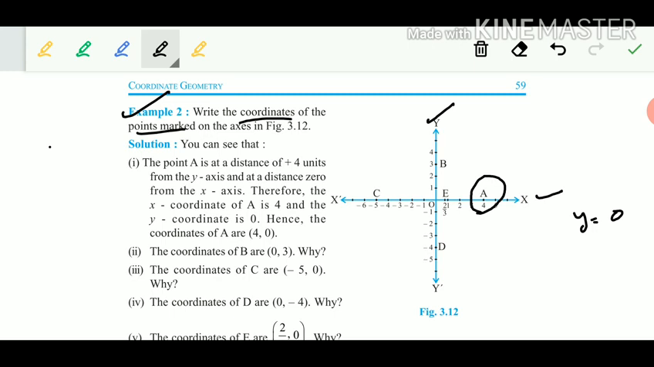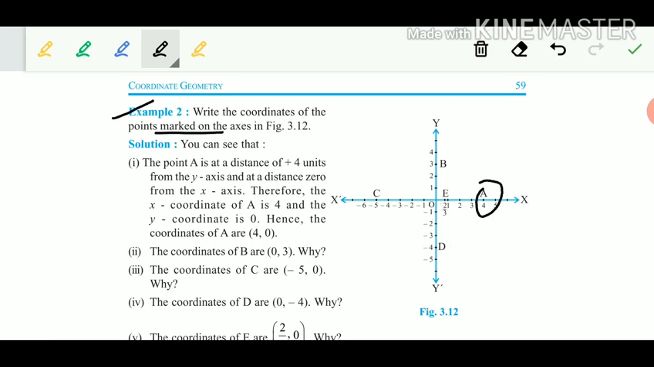Because on the x-axis, y value is equal to 0. You can see on the x-axis it covered only distance on the right side. It has not covered the distance on the upper side or the lower side. It is only moving in one direction, that is in the x direction. So it is not moving in the y-axis or the negative y-axis. So its y value is 0.